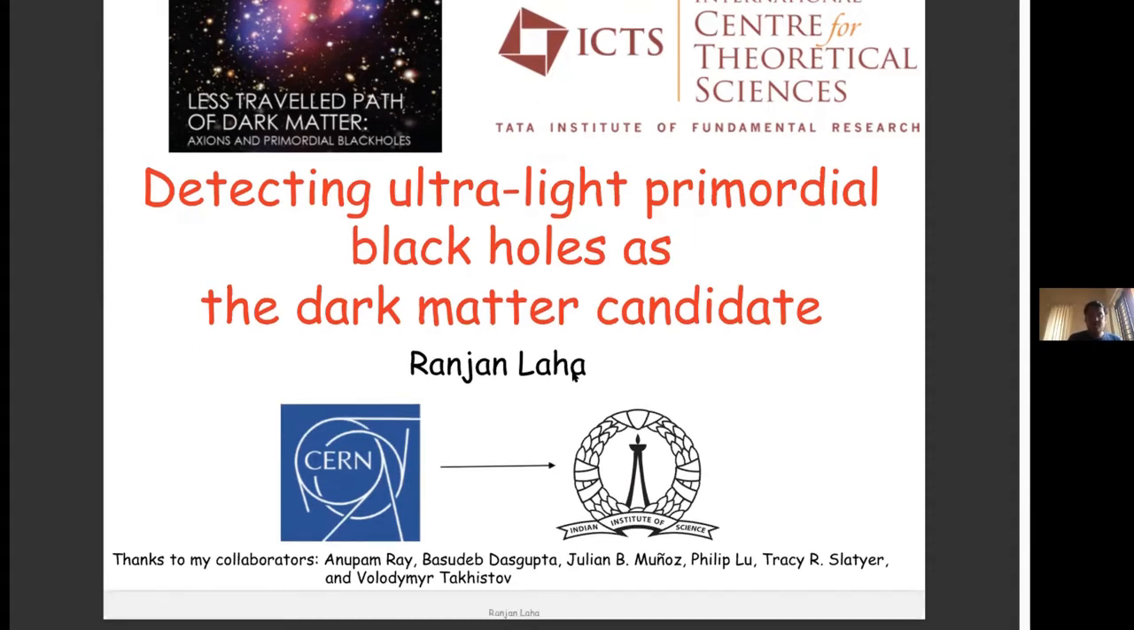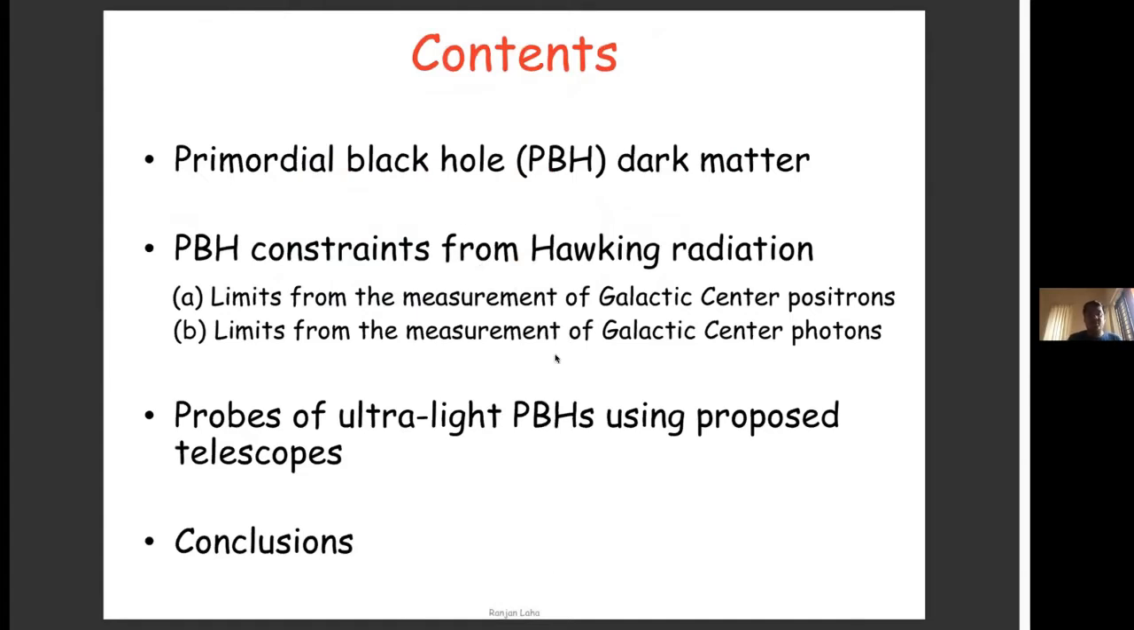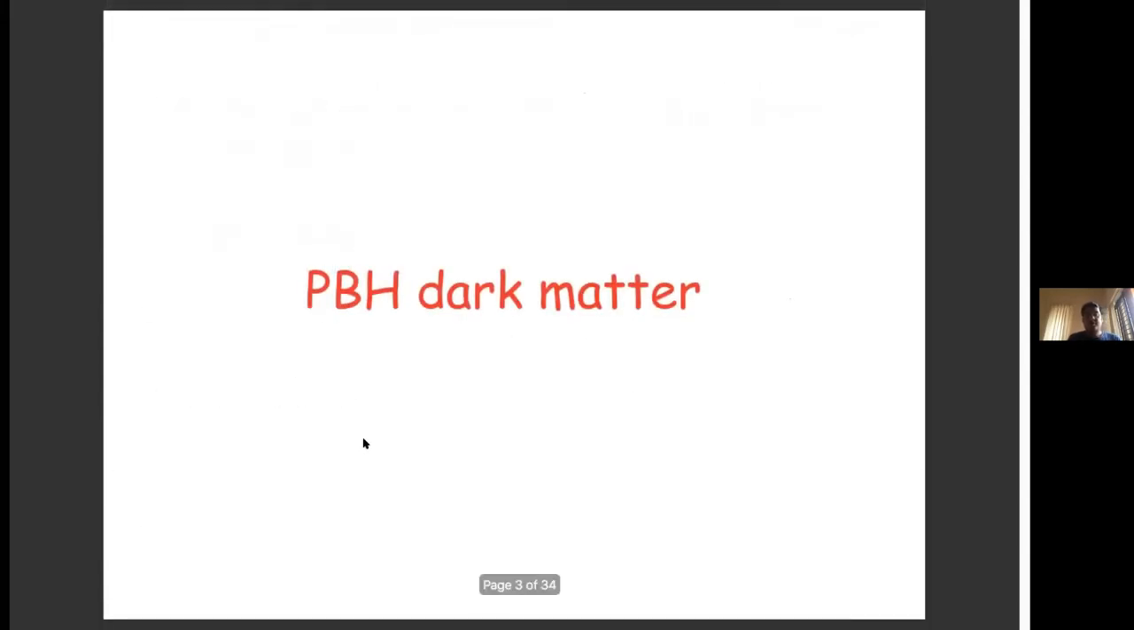The way I'll structure my talk is that first I will be talking about some recent papers which motivated the fact that ultralight primordial black holes can make up 100% of the dark matter density. I'll then move on to my own work, where I showed that in this parameter space, measurement of galactic center positrons and galactic center photons can constrain the abundance of ultralight primordial black holes. I'll then talk about how proposed telescopes can also probe large parts of the parameter space of ultralight primordial black holes before concluding.